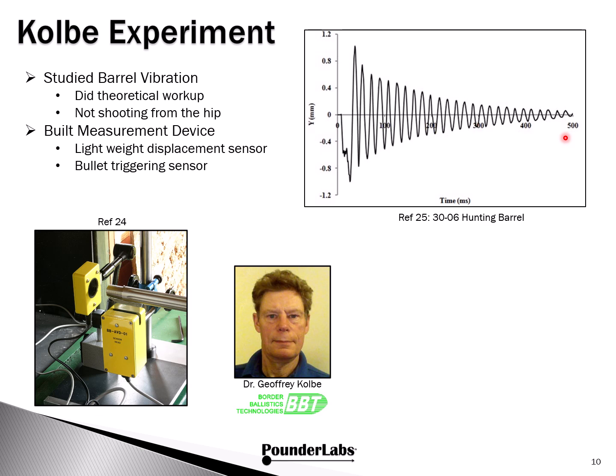And look at the time scale though. This is 500 milliseconds. That's half a second. If this bullet's traveling at 2,800 feet per second, while this barrel is vibrating, this bullet's already 500 yards downrange.